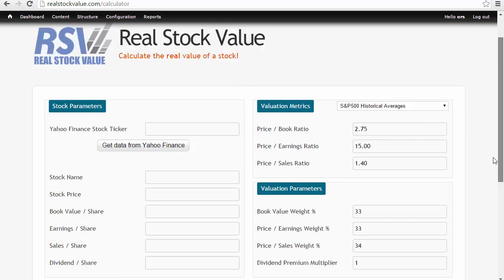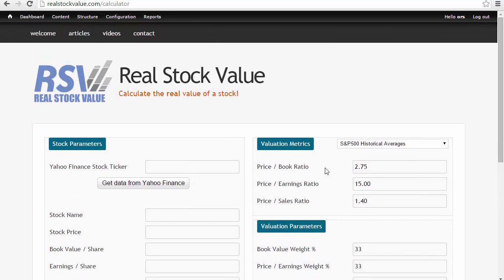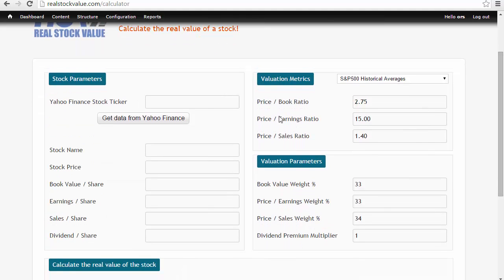How I use the real stock value tool. First, I will show you how I use it on a whole index. I will take the S&P 500 index, write in the price of the S&P 500 index, the book value per share, earnings per share, sales per share, and dividends.